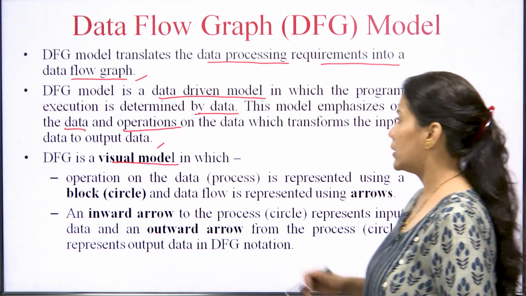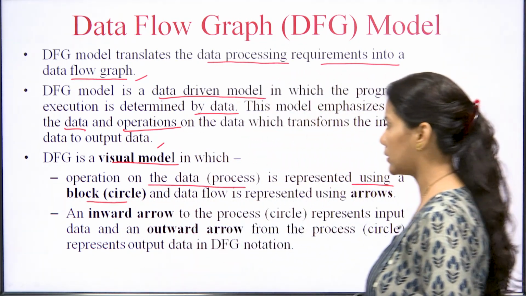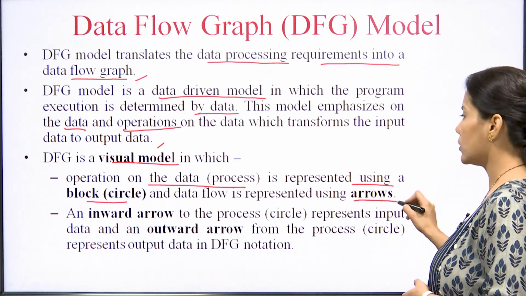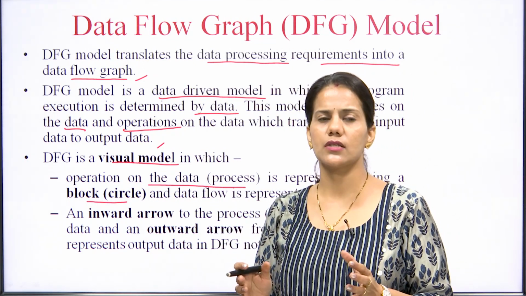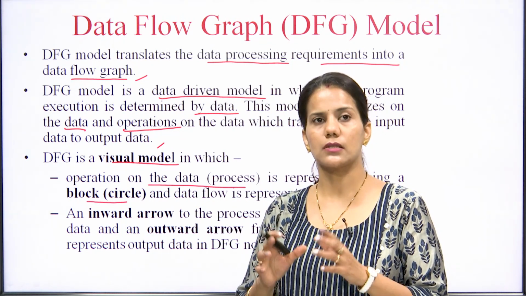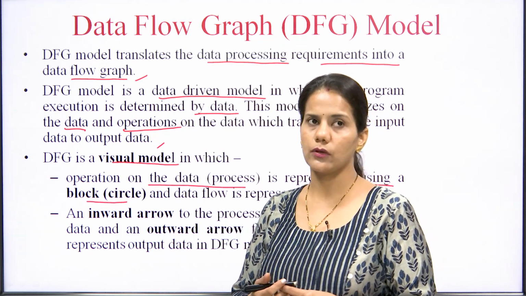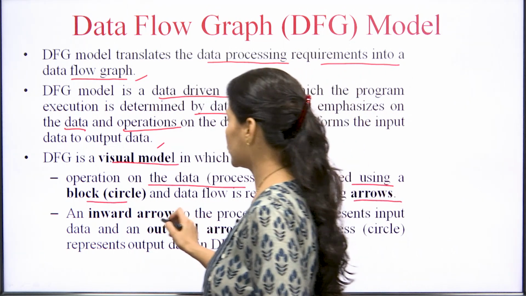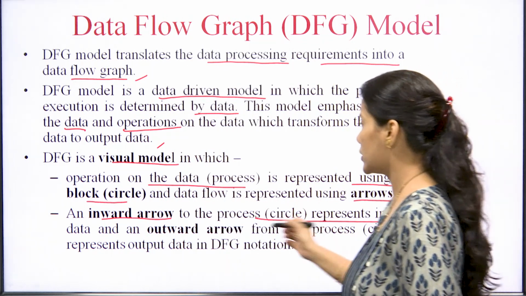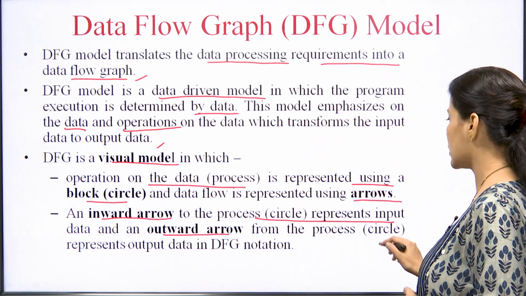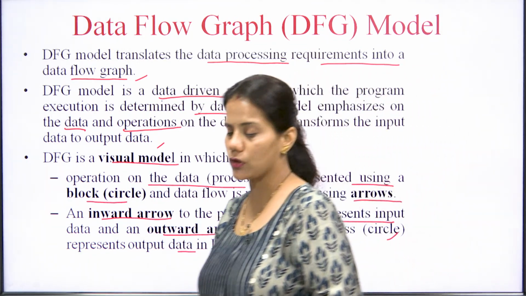This is the visual model in which the operation on the data, or the process, is represented using a block, that is a circle, and the data flow is represented using arrows. The process is represented using the block, or in some models the circle, and the flow of data from one process to another is represented using arrows. Arrows can be of two types, inward and outward. Inward arrows to the process represent the inputs, and outward arrows from the process, that is the circle, represent the output data in this DFG notation.